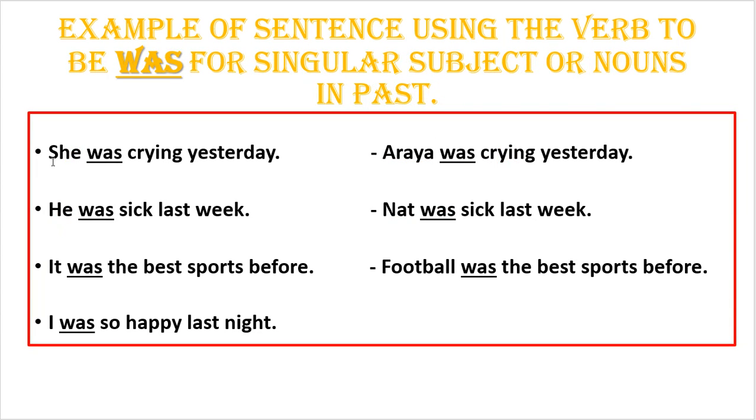So here I'm going to show you a sentence. She was crying yesterday. So it means that she, okay, for the girl, was crying. So it describes that she's crying. Okay, what did the girl do yesterday? What happened to the girl yesterday? So she was crying. So this one here is the complement.